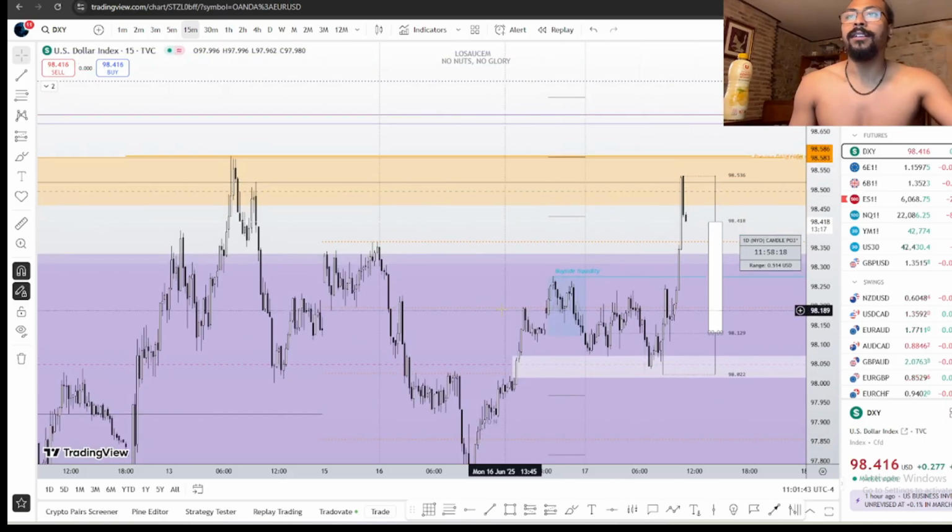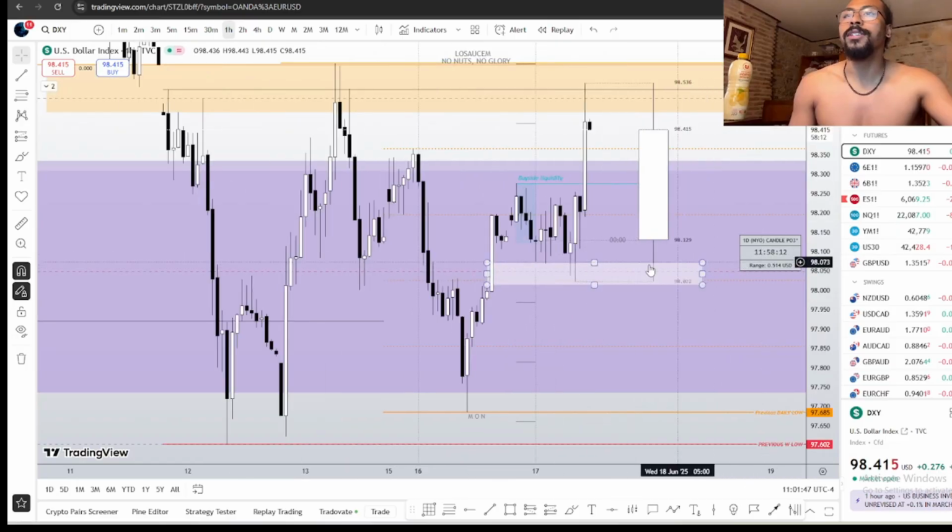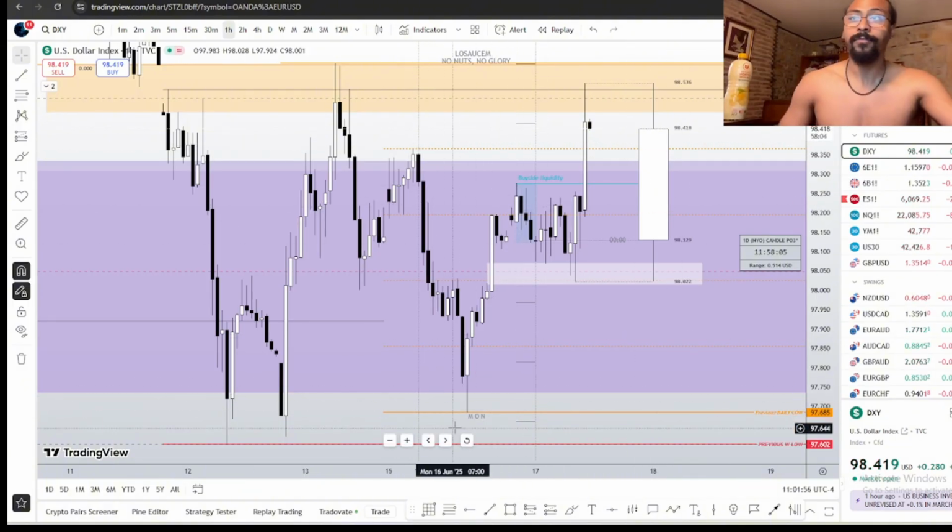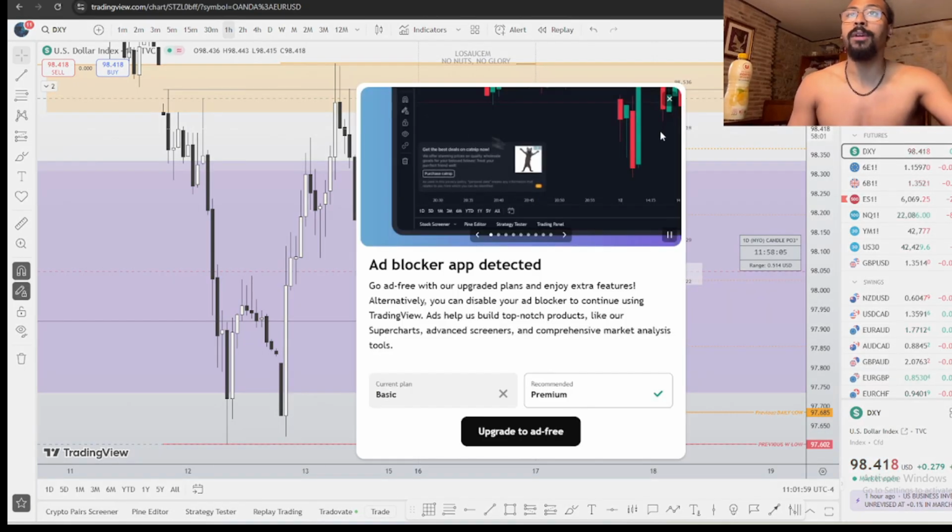So looking at dollar on the hourly chart, let's go to the hourly chart first. You have this FVG right here and this down close candle in here. And then you have Asia highs in here, previous daily high here, previous daily low here. And then you have those weekly lows. So that's what I was targeting.